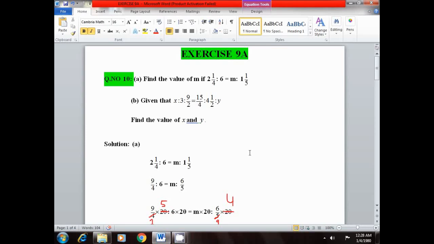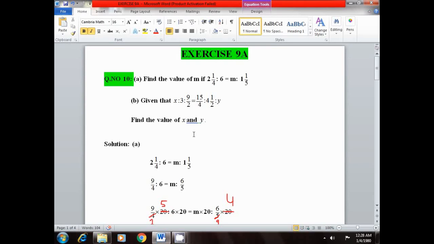Exercise 9a, question number 10. Find the value of m if 2 1/4 : 6 = m : 1 1/5. Second part of this question: given that x : 3 : 9/2 = 15/4 : 4 1/2 : y, then we have to find the value of x and y.